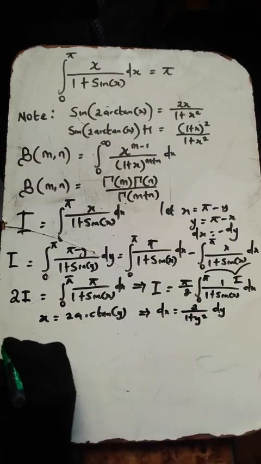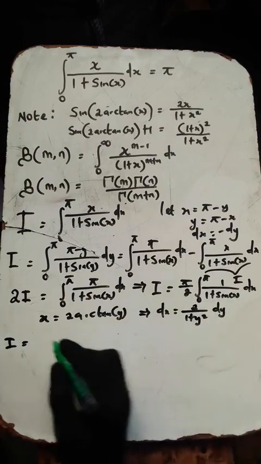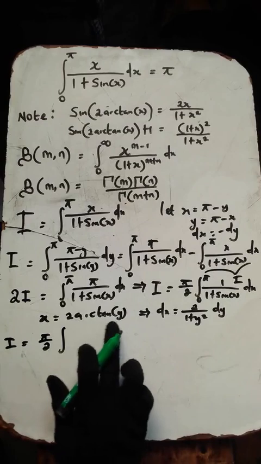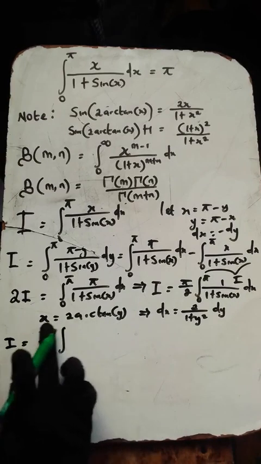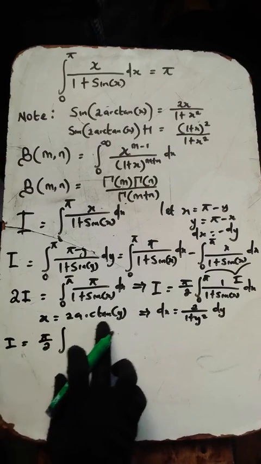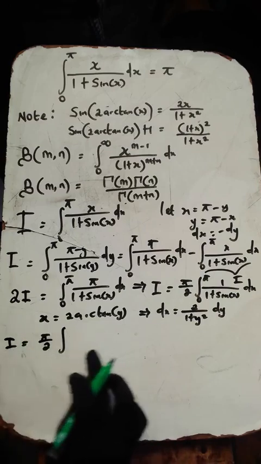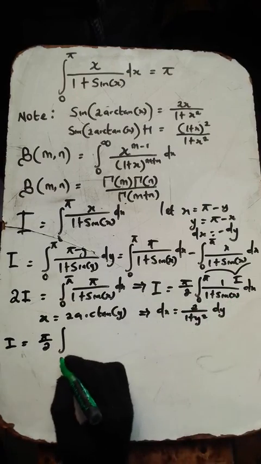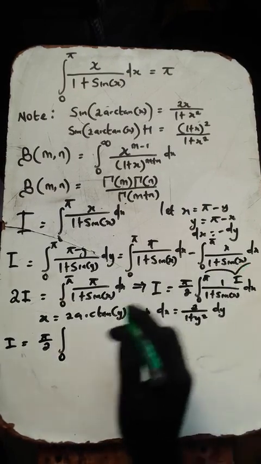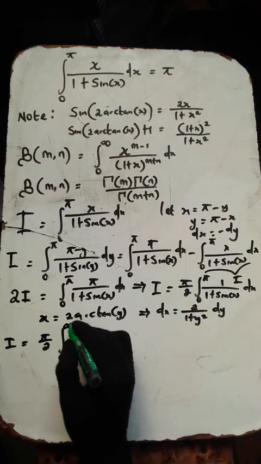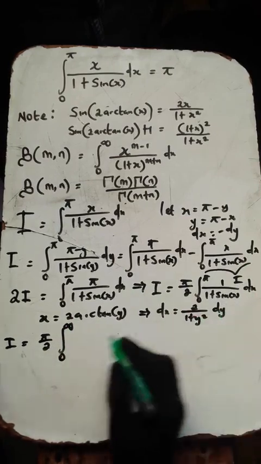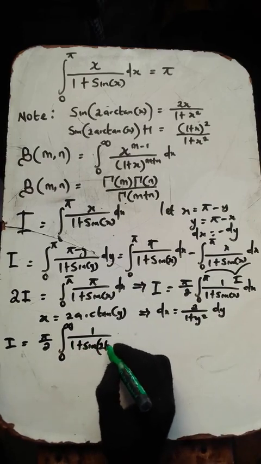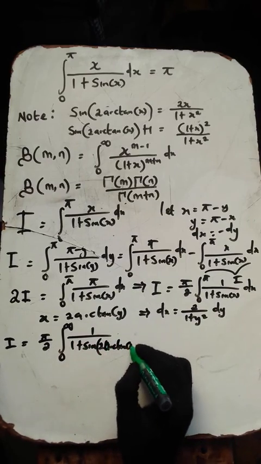So now we have I equal to, remember that this is pi over 2 integral. Now y here is equal to, if you want to find the value of y, divide both sides by 2, then y is equal to tan of x all over 2. Now when x is equal to 0, we get tan of 0, which is 0. Then when x is equal to pi, tan of pi all over 2, which is what? Infinity. Now we have 1 all over 1 plus sine of 2 arctan of y.